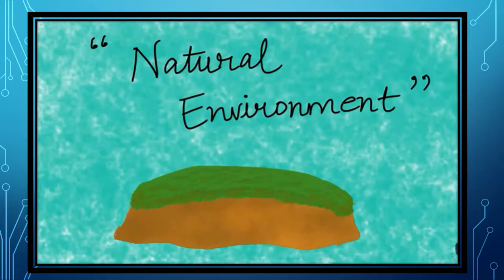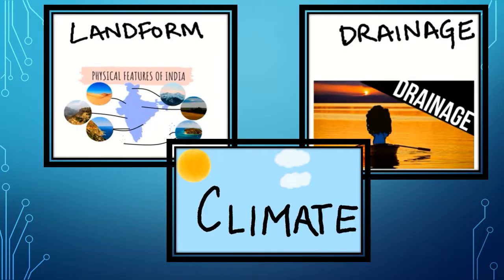There are three basic elements when we learn the natural environment of an area. The basic elements are landform, drainage and climate. We have already learned about landform and drainage, and in this chapter we are going to learn about climate.